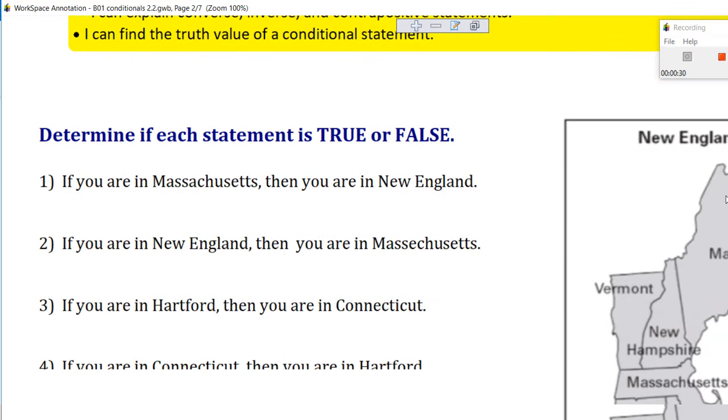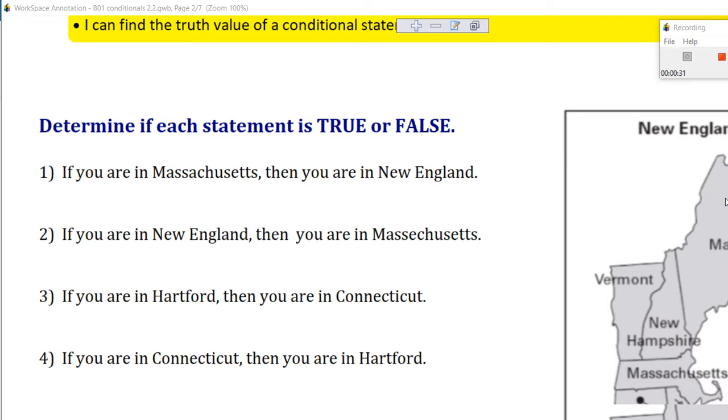Looking at these statements and the map, determine if each statement is true or false. Take a moment to pause the video and do this on your own. If you are in Massachusetts, then you are in New England. This is true, right? The state of Massachusetts is in the larger area of New England.